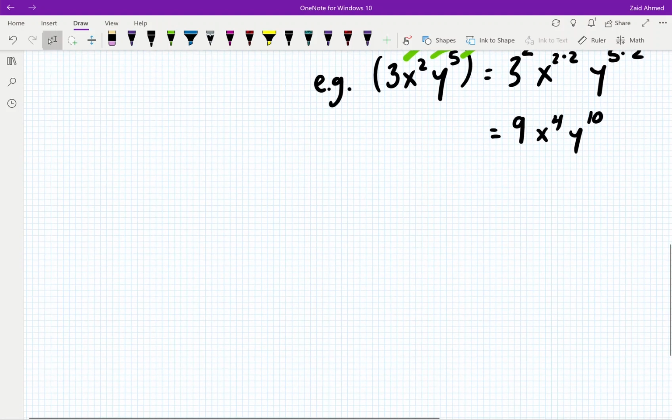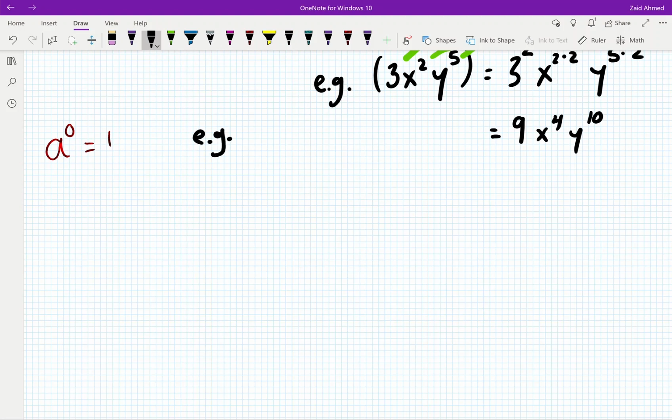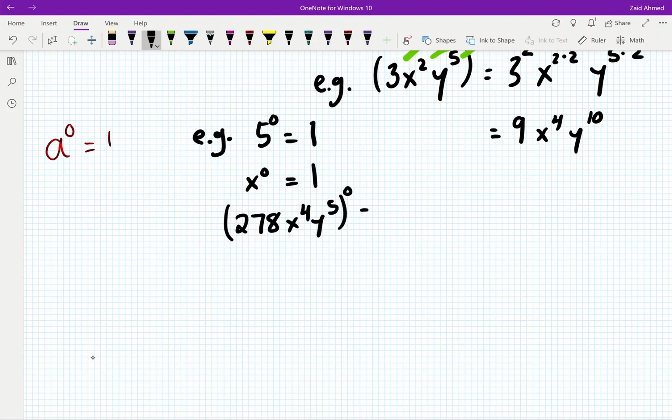Now, a few basic things that you need to know is anything to the power of 0 will always equal 1. So if I had 5 to the power of 0, this equals 1. If I had x to the power of 0, it equals 1. If I had 278x to the power of 4, y to the power of 5, all to the power of 0, this equals 1.